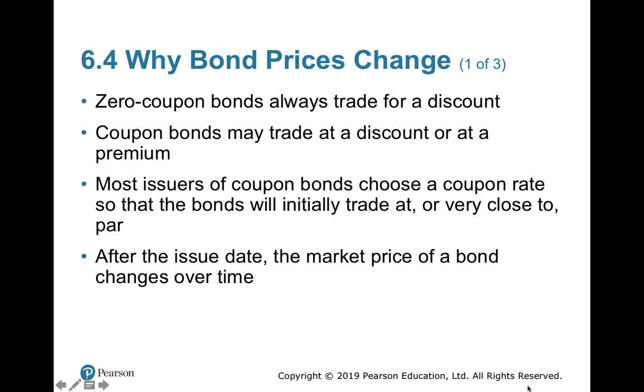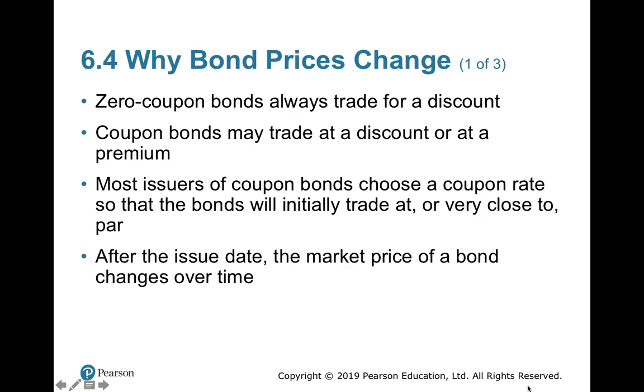Zero coupon bonds always trade for a discount. That is very clear because they are issued at a discount. You buy this, hold it, and on maturity you get the face value. The difference between the face value and the discounted price is the return. So zero coupon bonds always trade for a discount.